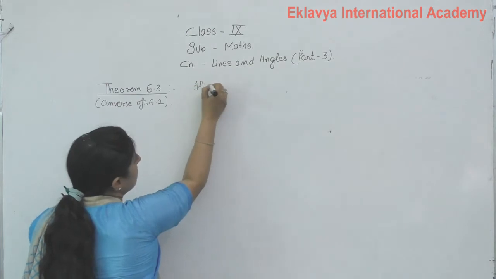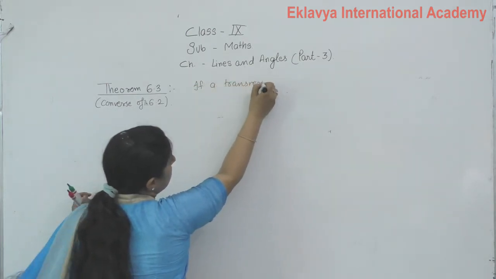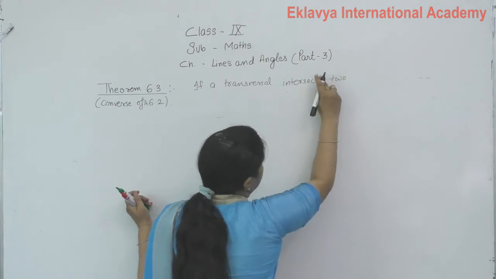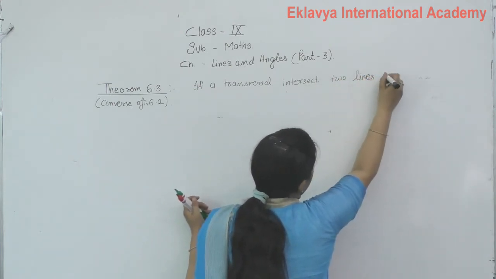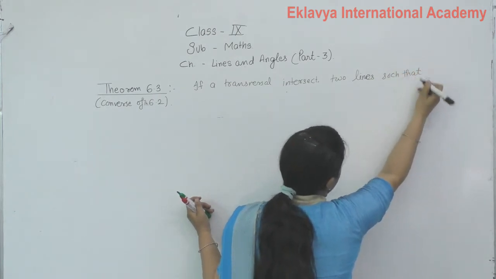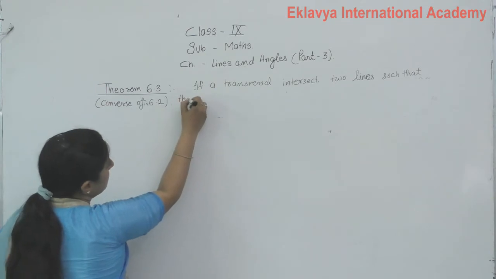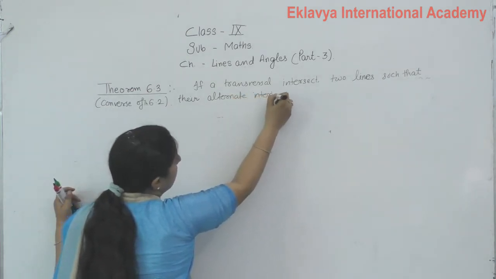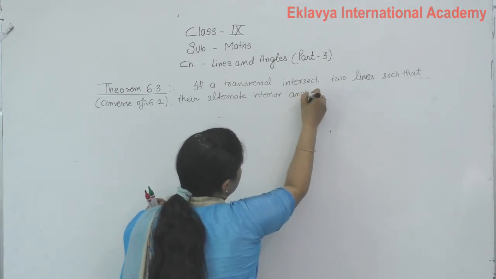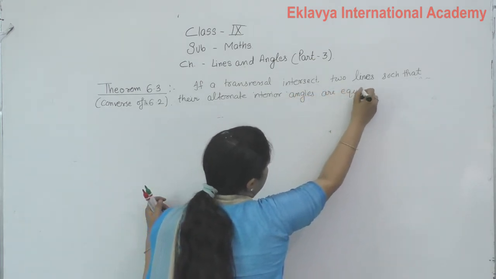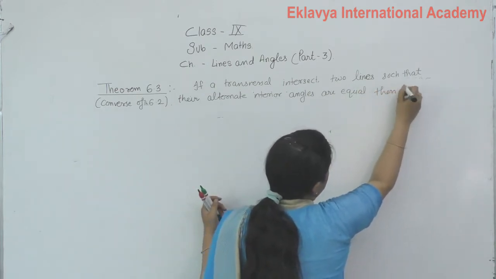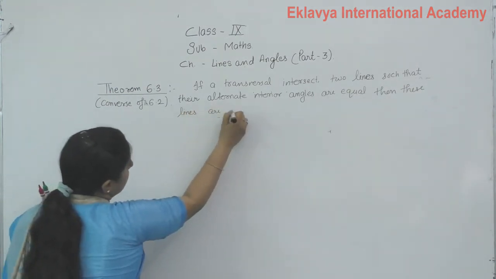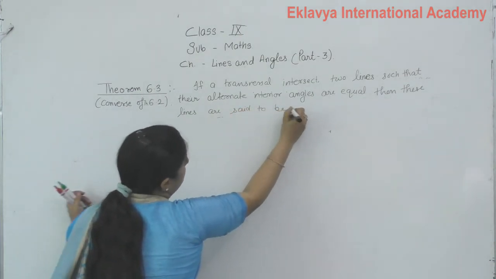If a transversal intersects two lines such that their alternate interior angles are equal, then these lines are said to be parallel.